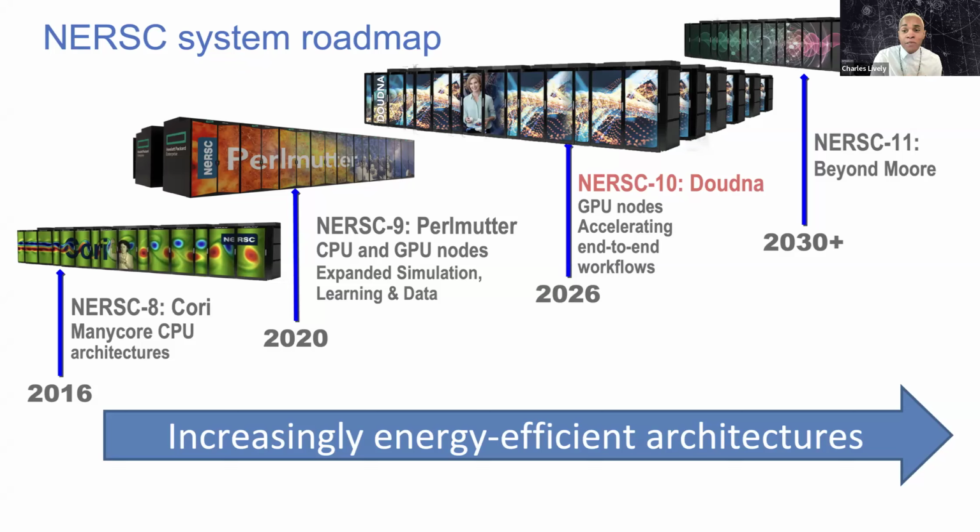In June, we announced our next generation system, N10, which will be Doudna, named after Jennifer Doudna, who is a research scientist at Berkeley Lab who received the Nobel Prize in Science for advances in CRISPR technology and gene editing. Each of our systems we design based off of the needs of the Department of Energy, and our goal is always on increasing energy efficiency as we advance those architectures as well.